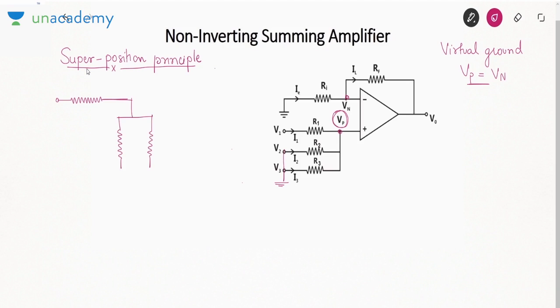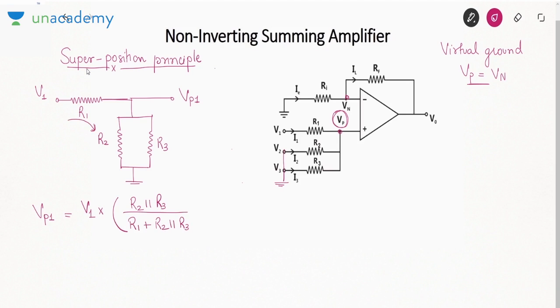This way, if you ground both V2 and V3, R2 and R3 will be in parallel, and the voltage of this terminal is, let us say, Vp1. This is V1. So by voltage division, you can say Vp1 is V1 into the equivalent, R2 parallel R3, divided by R1 plus R2 parallel R3, because the voltage across this parallel combination is the voltage VP1.